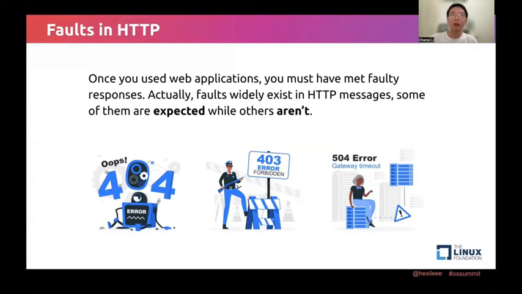Once you use web applications, you must have met 30x responses. Actually, faults widely exist in HTTP messages. Some of them are expected and others aren't. Once an unexpected fault occurs, both humans and programs are likely to have no idea what to do. Our program may also not handle it accurately even when meeting an expected fault. Some distributed applications are designed to tolerate faults on parts of nodes, and the fault tolerance needs tools to test.